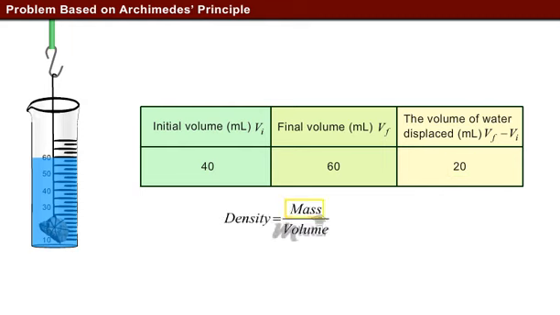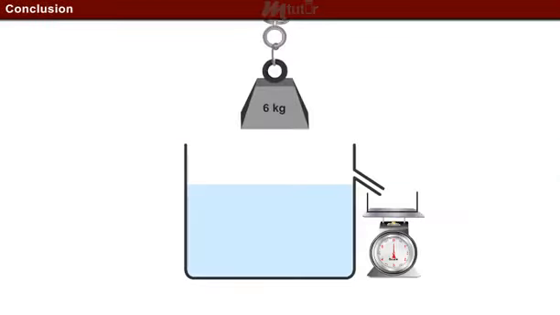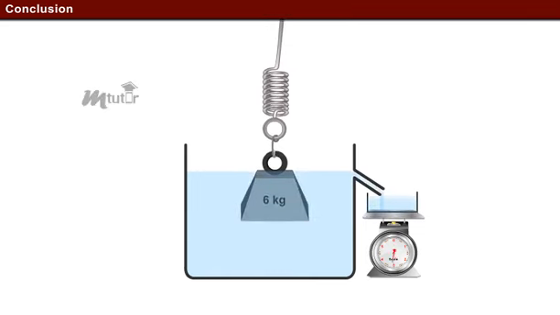From the known values of mass and volume, the density of the metal bob can be easily calculated. By substituting, the density of the metal bob is found to be 2.04 grams per centimeter cube. Conclusion. So, we learned about Archimedes' principle, and also saw an experiment, and solved a problem based on Archimedes' principle.